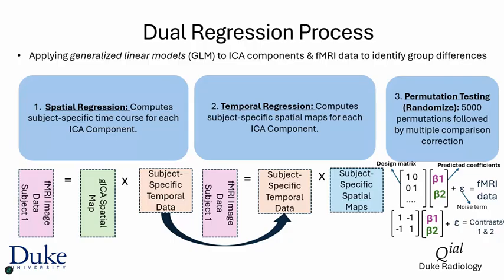After that, we take these subject-specific temporal data, and we apply them as regressors in the second step, where we compute subject-specific spatial data. So it's this idea of taking all this group data and separating it into a subject level. The last step is permutation testing. This means that we do 5,000 permutations of our input data, and we also do threshold-free cluster enhancement to make sure that we have truly significant results.